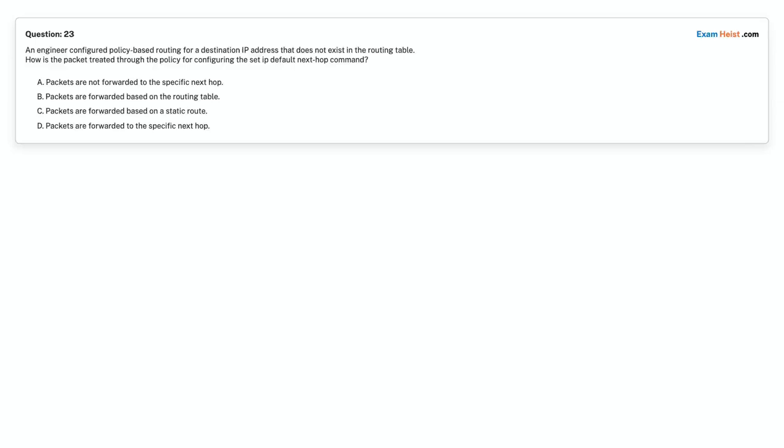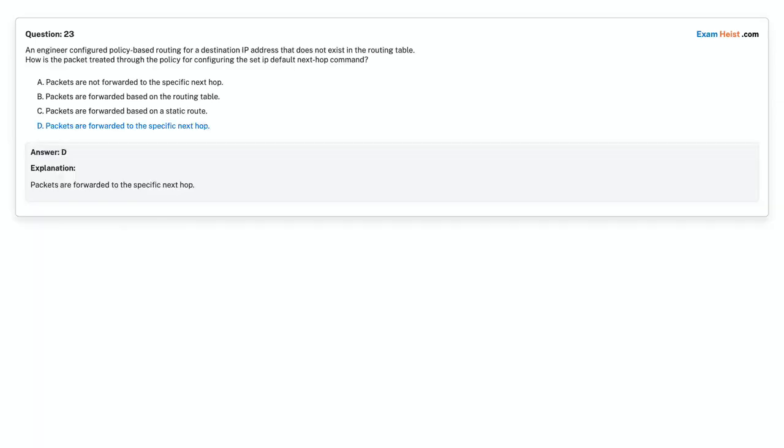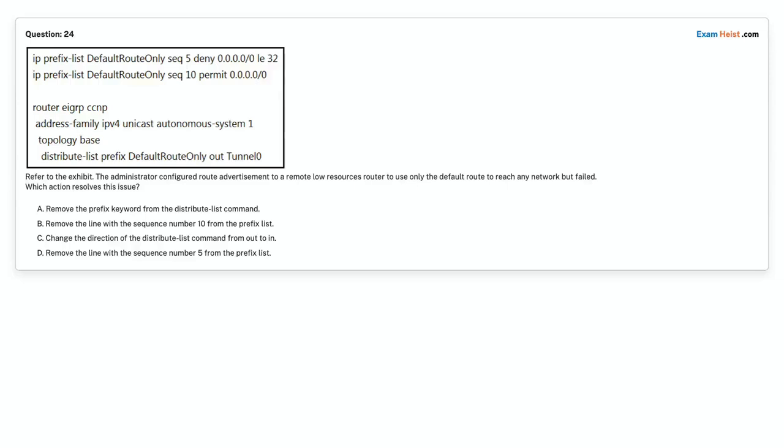Choose the correct answer. Correct answer is option D. Packets are forwarded to the specific next hop. Question 24. Refer to the exhibit. The administrator configured route advertisement to a remote low resources router to use only the default route to reach any network but failed. Which action resolves this issue?